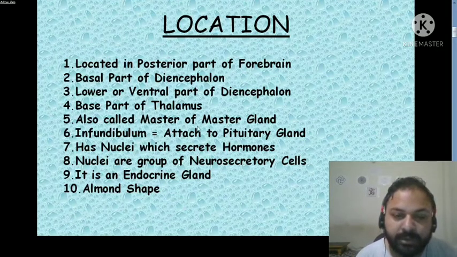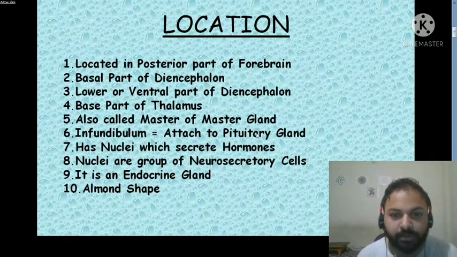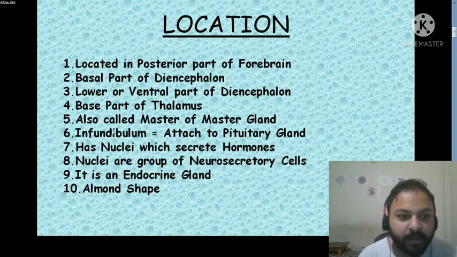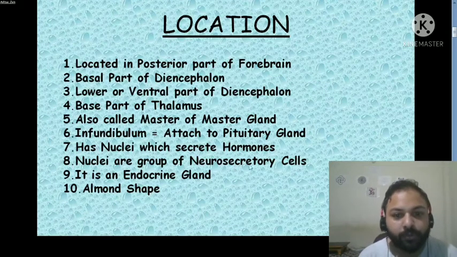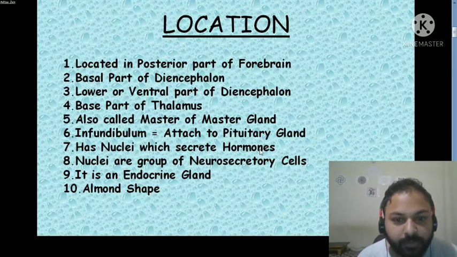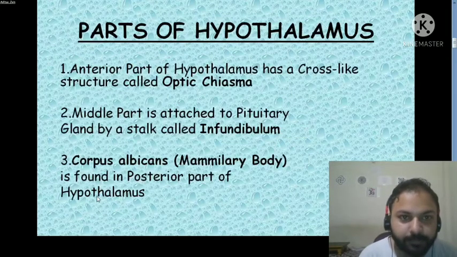This gland is also known as master of master gland. Infundibulum, as I told you, is the stalk which connects hypothalamus to the pituitary gland. Hypothalamus has nuclei which secrete hormones. What are nuclei? Nuclei are group of neurosecretory cells. As hormones are secreted by hypothalamus, it is an endocrine gland and the shape of hypothalamus is almond shape.